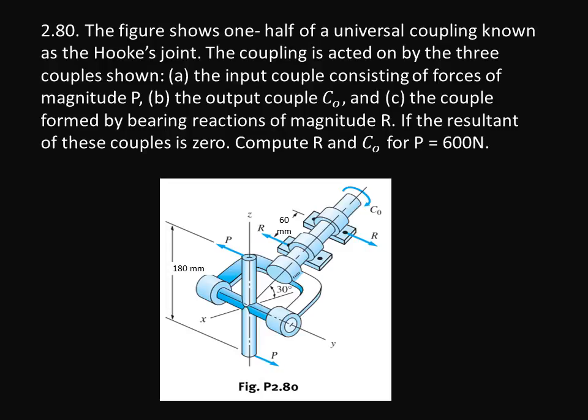A. The input couple consisting of forces of magnitude P. B. The output couple C sub O. And C. The couple formed by bearing reactions of magnitude R. If the resultant of these couples is 0, compute R and C sub O for P equals 600 Newton.